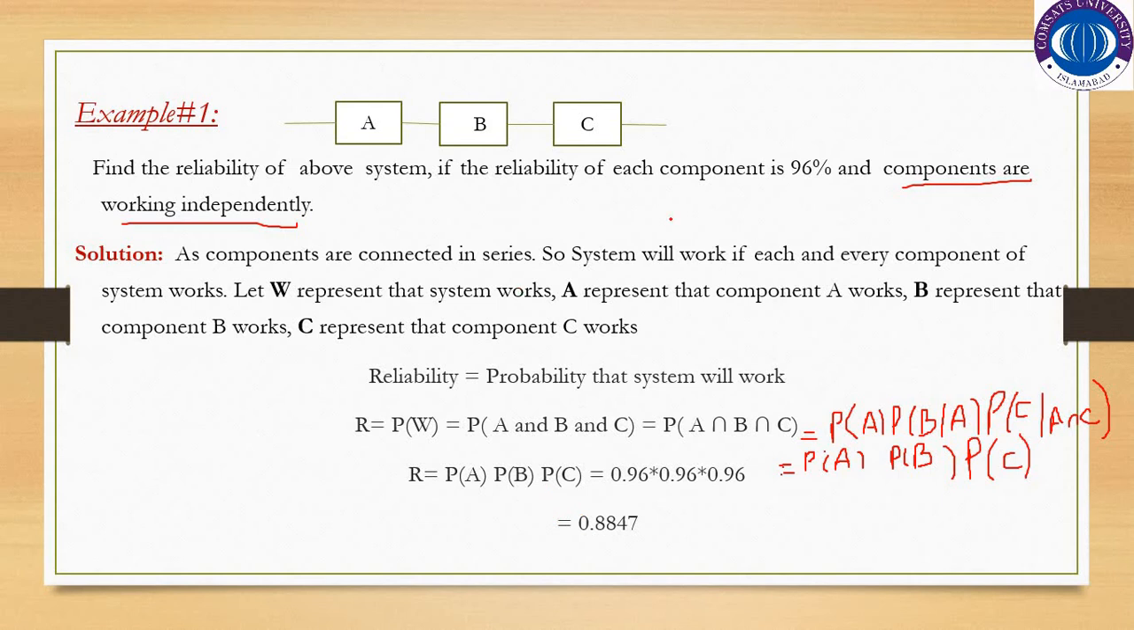We know that each component reliability is 96%. It means 0.96. So probability of A is 0.96, probability of B is 0.96, probability of C is 0.96. So this would be equal to 0.8847. This is the probability that the system will work.